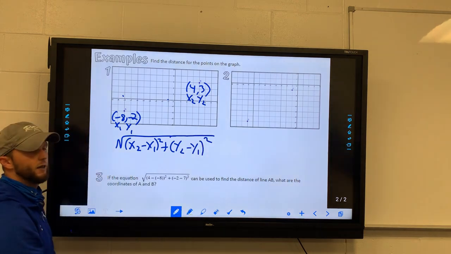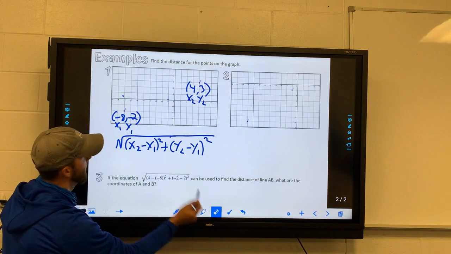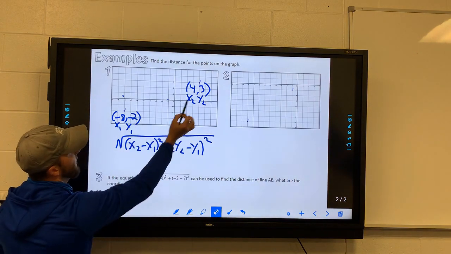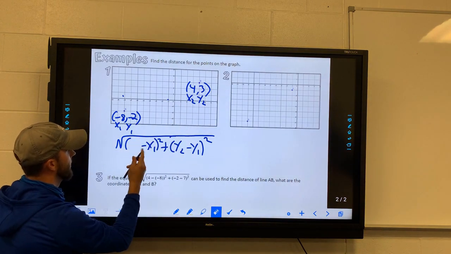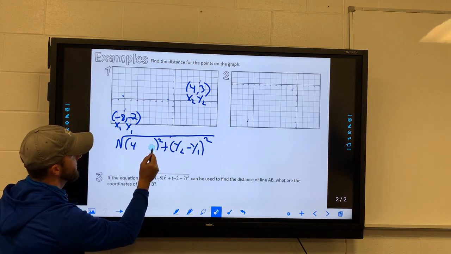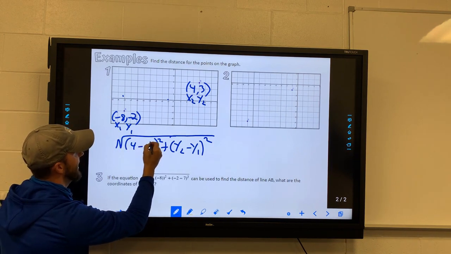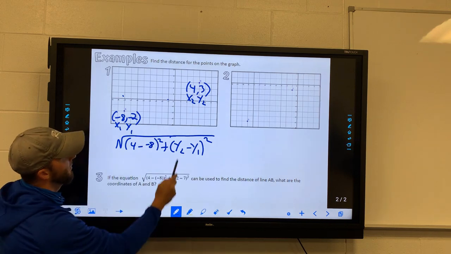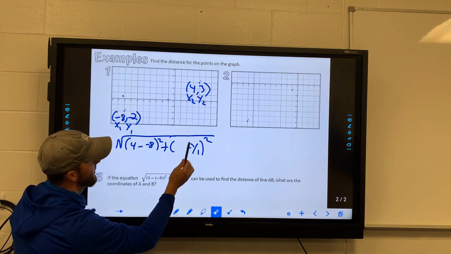Okay, so now I'm going to plug it in. So x2 here is going to be 4. x1 here is going to be -8. So I'm going to have minus -8. Okay, y2 here is going to be 3.